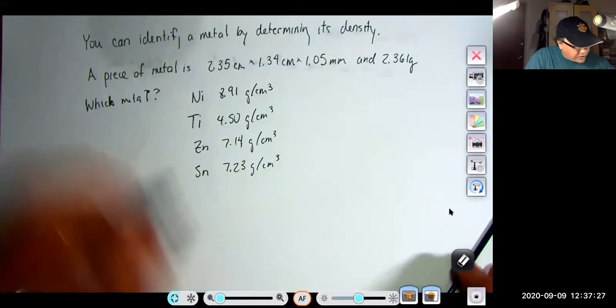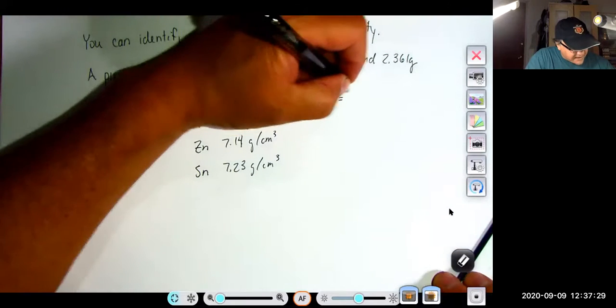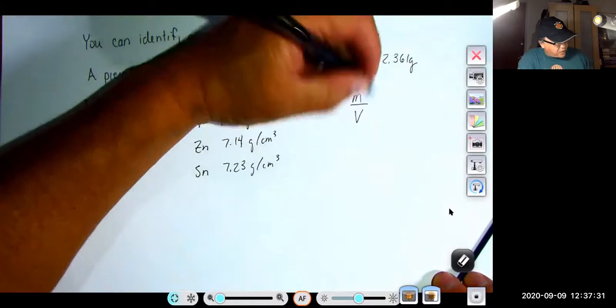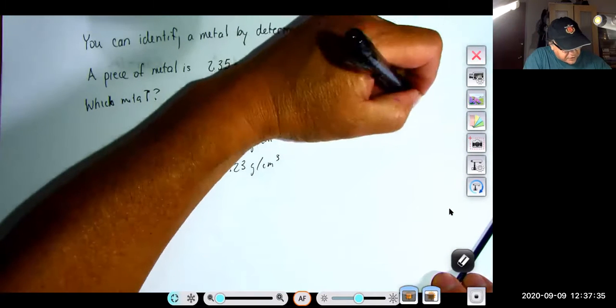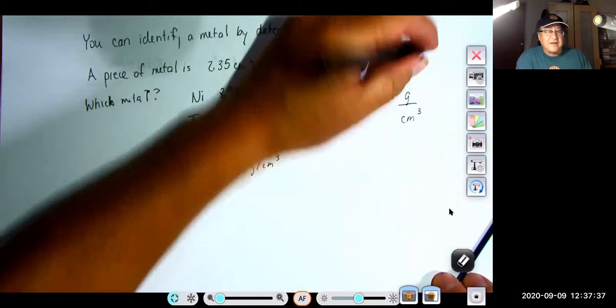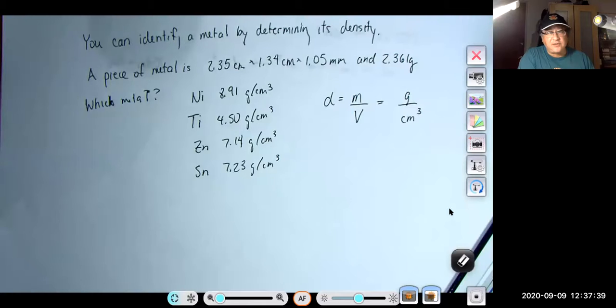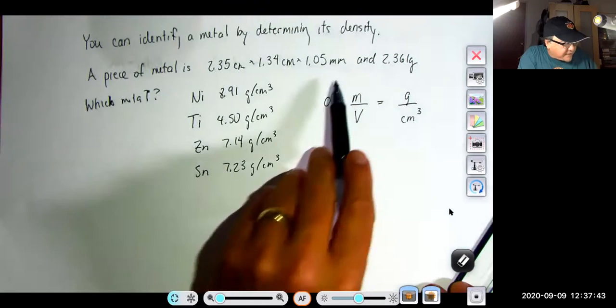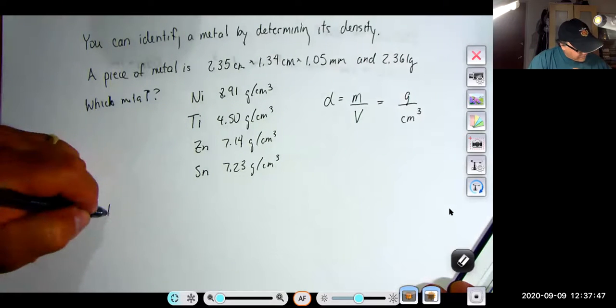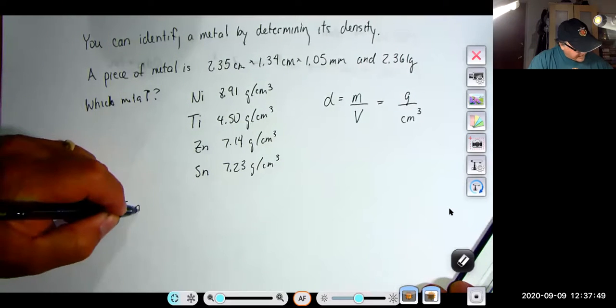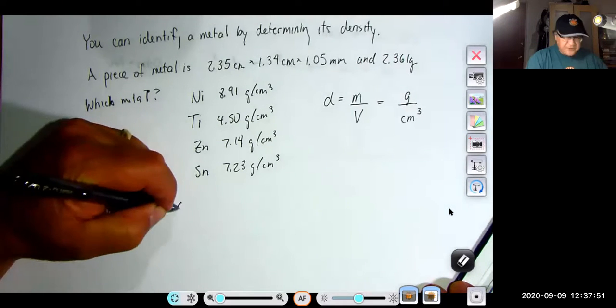Okay, so we should know that density is equal to mass divided by volume. We also know that all of these values are in grams per centimeter cubed. So we would like to calculate our density in grams per centimeter cubed. Now there's one little oops we have here, and that's this 1.05 millimeters. So I'm going to take that 1.05 millimeters and convert it to centimeters.